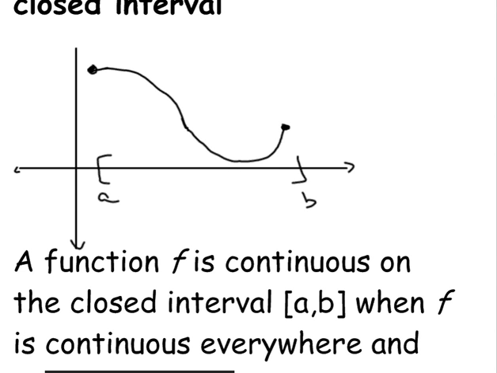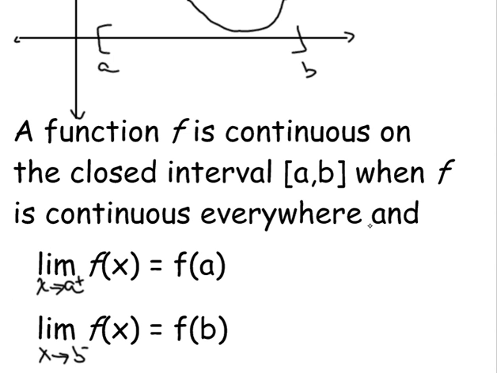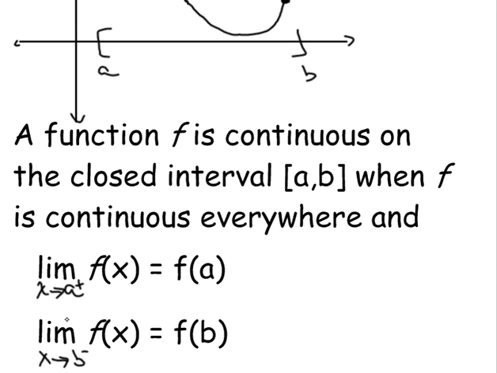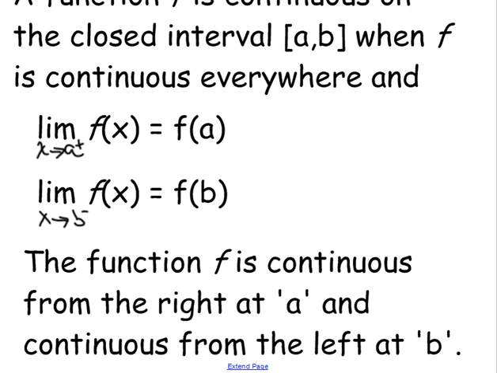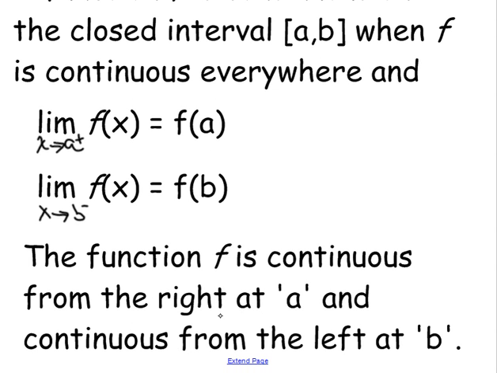So a function f is continuous on a closed interval when f is continuous everywhere. So that was the first criteria. The second criteria, the limit of f of x as x approaches a from the right side must equal f of a. And that's the second one. And the third one is the limit of f of x as x approaches b from the left side must equal f of b. So that the function f is continuous from the right at a and continuous from the left at b. That's what these two things are saying.